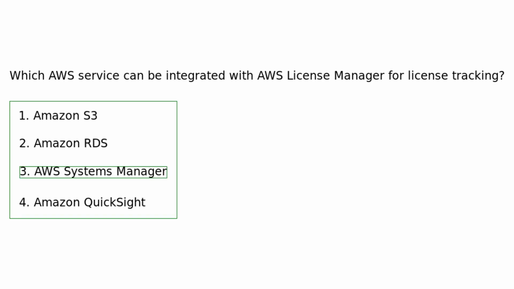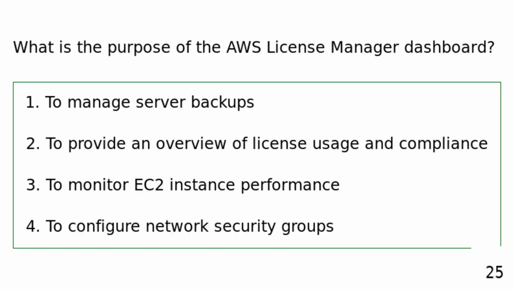AWS License Manager can be integrated with AWS Systems Manager for license tracking, allowing users to automate license tracking and compliance. What is the purpose of the AWS License Manager dashboard? To manage server backups. To provide an overview of license usage and compliance. To monitor EC2 instance performance. To configure network security groups.